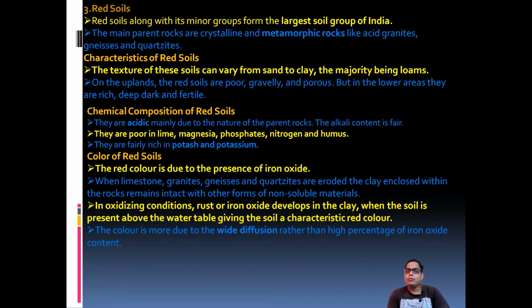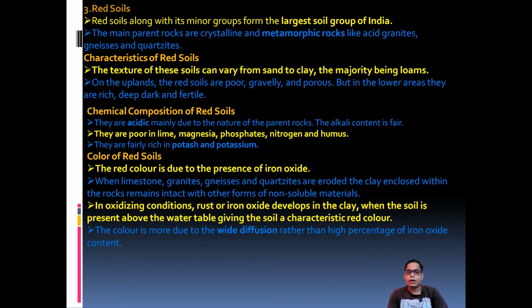Then the chemical composition of the red soil: they are acidic due to the nature of the parent rocks, alkali content is fair, and they are poor in lime, magnesia, phosphate, nitrogen and humus. They are fertile, rich in potash and potassium.